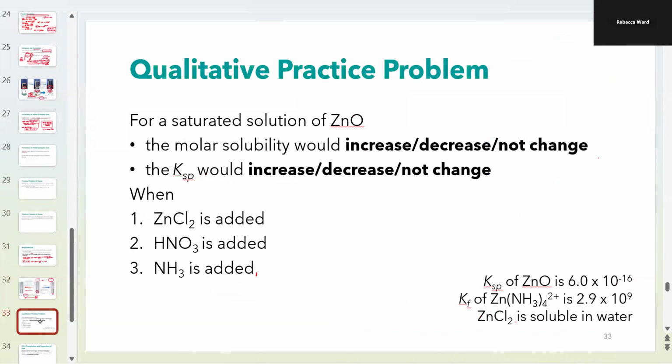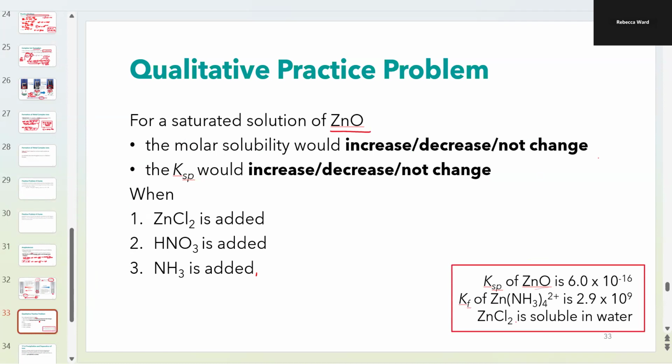Then we came to this qualitative problem. This is a really common structure for questions on exams. Zinc oxide is amphoteric. In this case, we don't ask about adding OH-, but we do talk about adding a suitable Lewis base. Okay, so for a saturated solution of zinc oxide, take note of all the information that you're given, which is kind of hidden away down here.